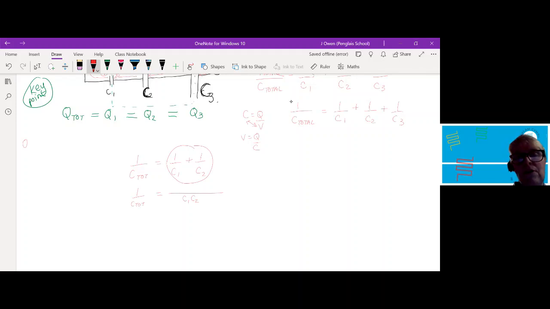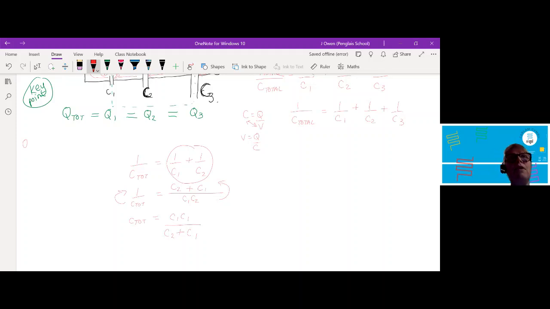Or 1 times C2 for the top bit, add 1 times C1 for the top bit on the other side, and then we've got the sum over the multiple. But now we've got it together, we can turn it upside down. So C total, now we can turn them both upside down, is equal to the multiple divided by the sum. It doesn't work quite like this with 3, but you can work it out using reciprocals on your calculator, but you've just got to remember to turn it the right way up at the end.